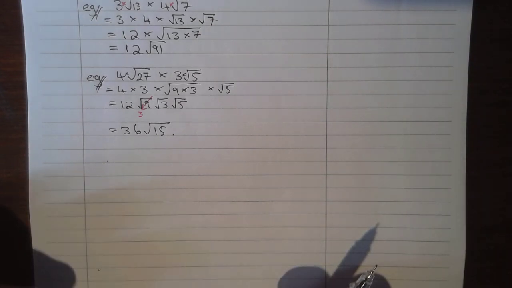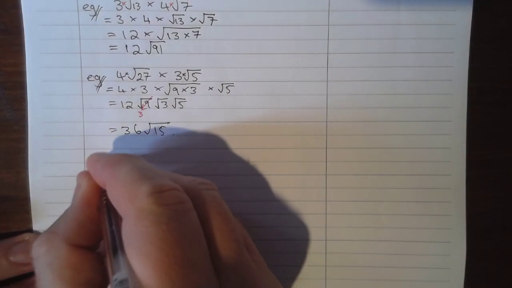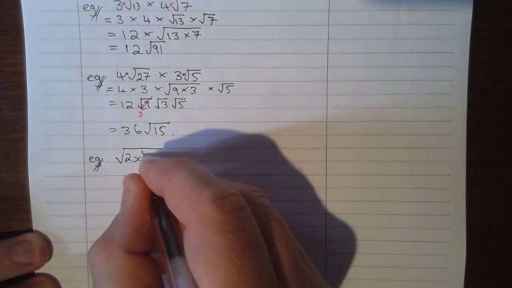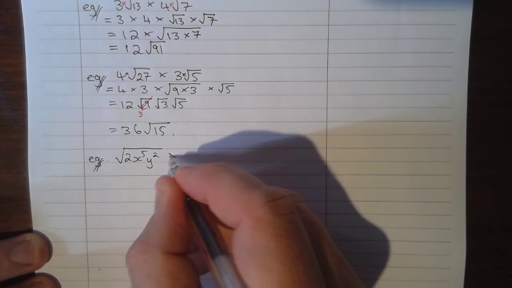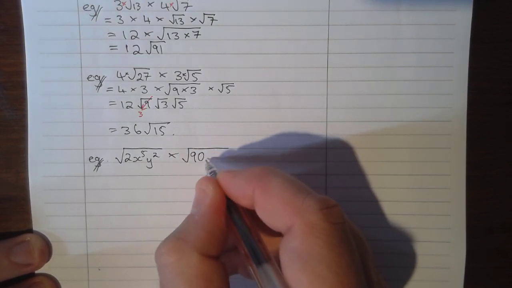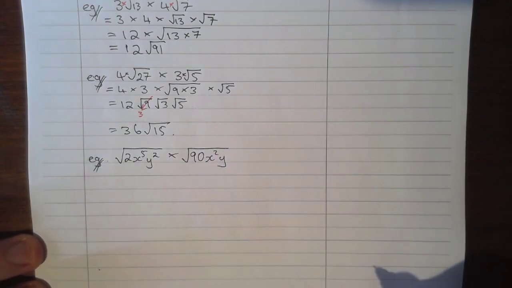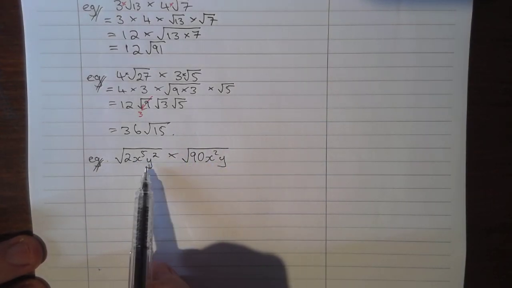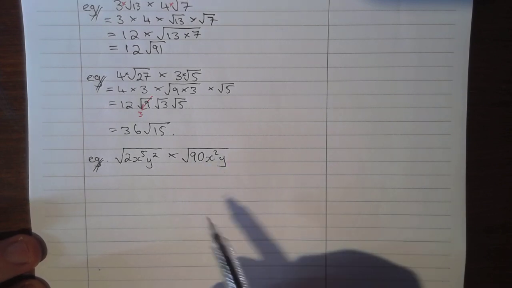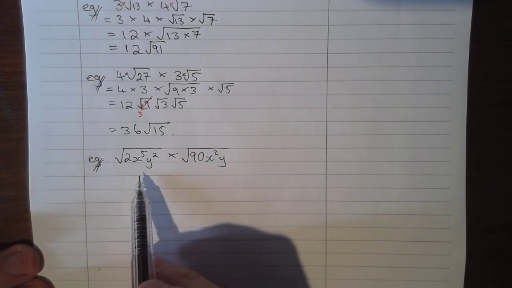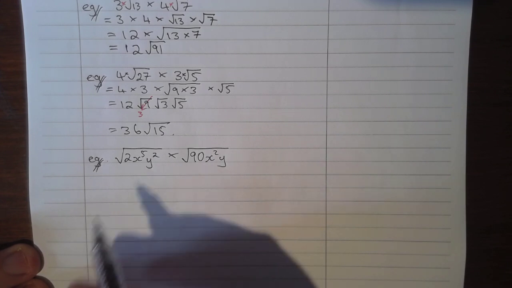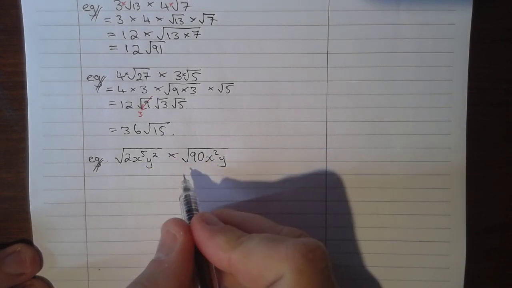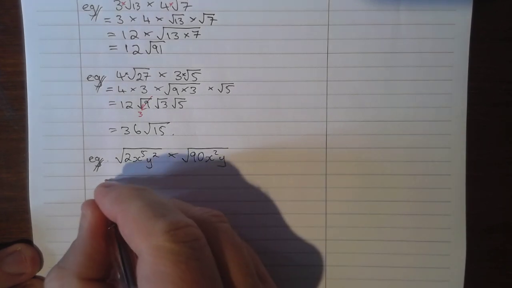Let's take a look at one with some pronumerals in it. I'm going to have the square root of 2 times x to the 5th times y squared. And I'm going to multiply that by the square root of 90 x squared y. Now, I could go straight to putting everything under a single square root sign. That'd be perfectly true. But what I want to do first is actually simplify things. Otherwise, I'll just be making it slightly more complicated before I simplify it. So if I can pull out any perfect squares here, that'll make things easier to work with.